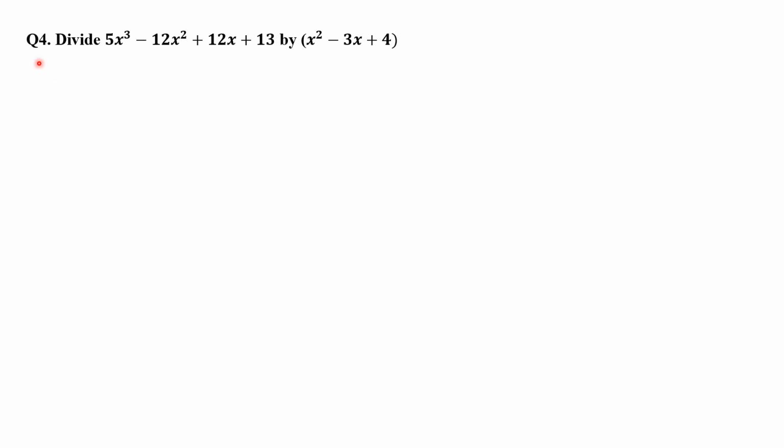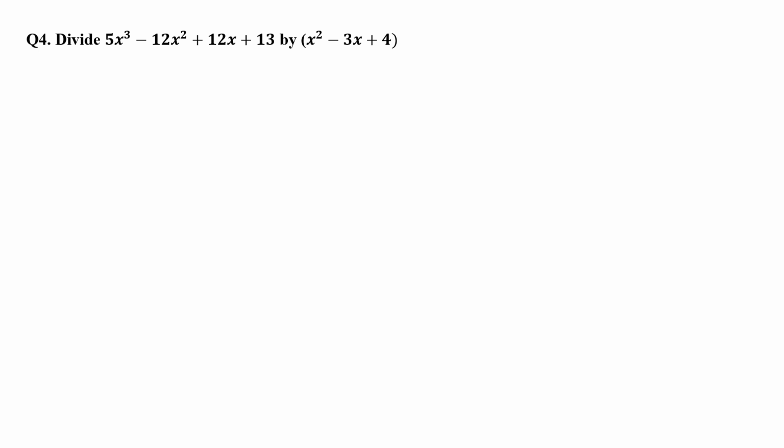Now question number 4. Divide 5x cube minus 12x square plus 12x plus 13 by x square minus 3x plus 4. So here first we have to see whether the terms in dividend and divisor are in the descending order of their degree or not. So first is x cube, then x square, then power of x is 1. So it is in descending order. Even in the divisor, power of x is here 2, here it is 1. So this is also descending order of their degree. So now I have to start the division.